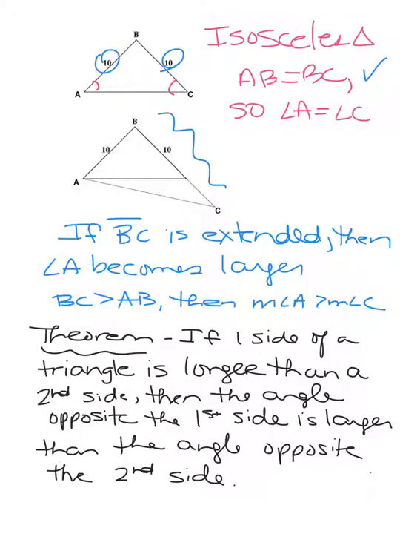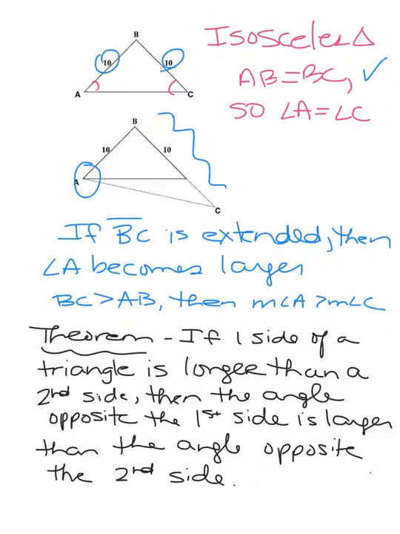Now look what happens when we take that side BC, and it was originally 10, and we extend it. So what happens when we extend BC and we make it longer, angle A also becomes larger as well. So we can say that segment BC is now greater than segment AB, and because of that, we now know that measure of angle A, which is across from segment BC, is greater than measure of angle C.